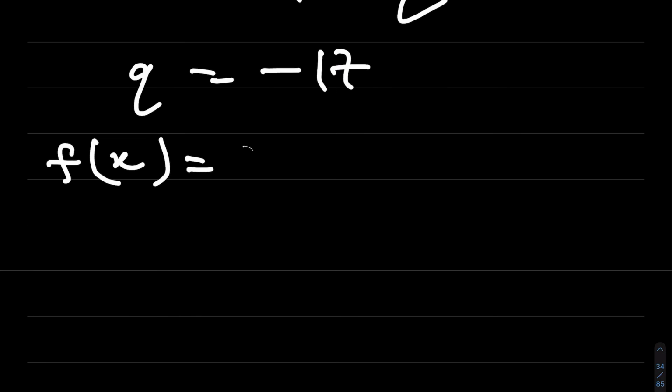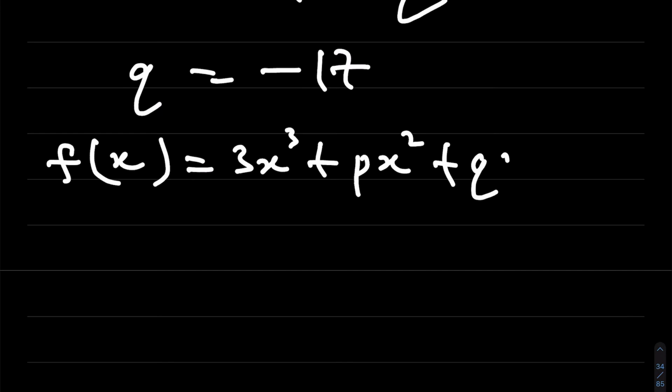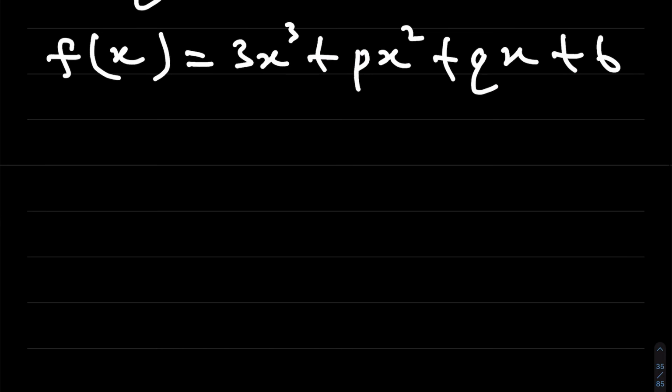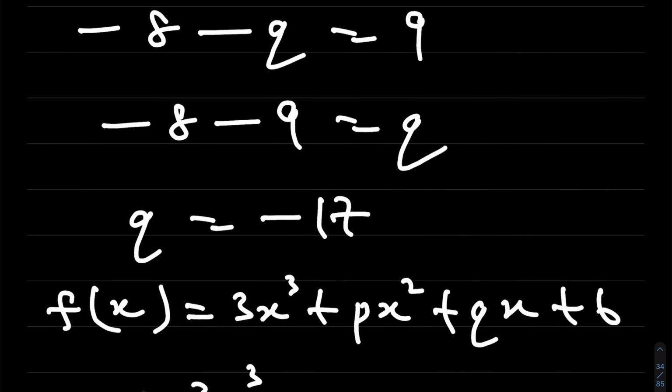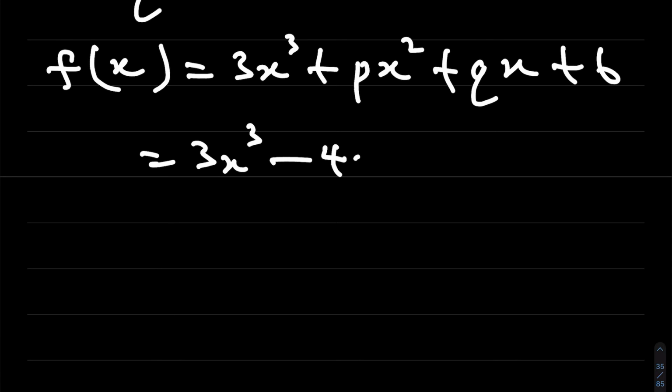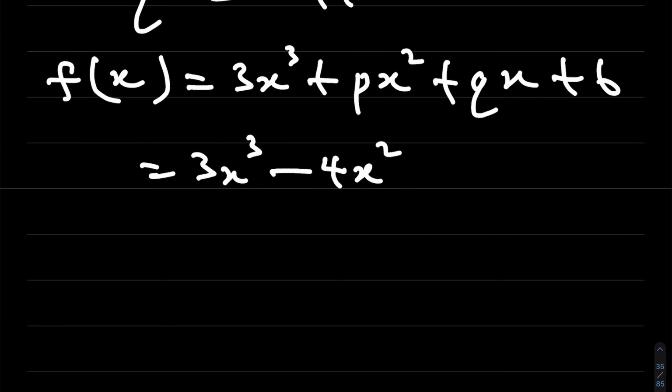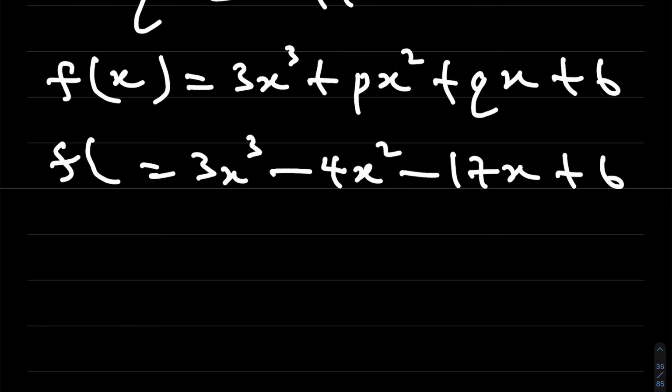Let me write that first. F of x equals 3x cubed plus px squared plus qx plus 6. And that's the same as 3x cubed, P is minus 4, so that will be minus 4x squared, Q is minus 17, minus 17x plus 6. That's f of x.